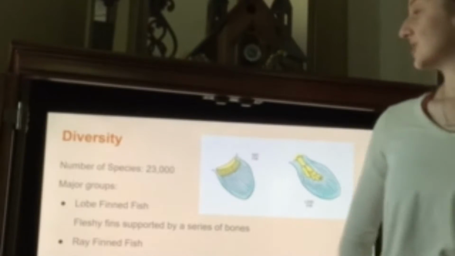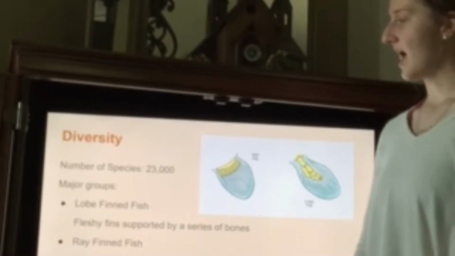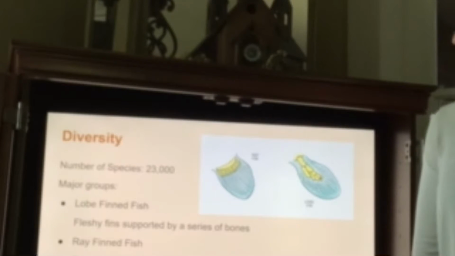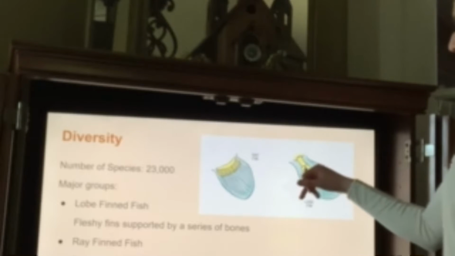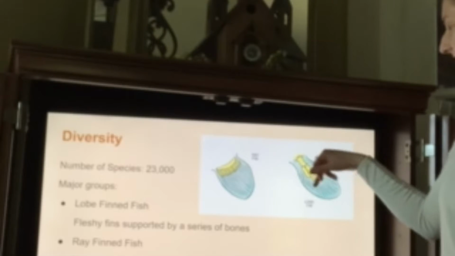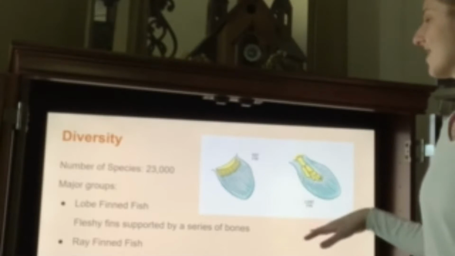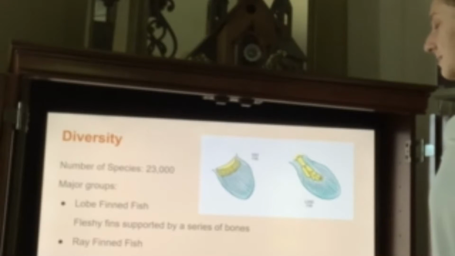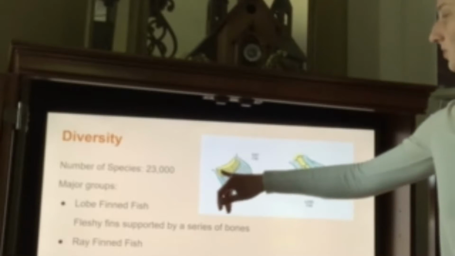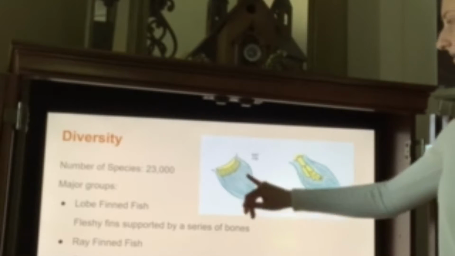So to start, we have the diversity. There are about 23,000 different types of bony fish, and then there are two major groups. You have the lobe fin fish, which, as you can see here, have a long bone going through the fin with little rays, or I should say little bones, coming out. And then you have the ray fin fish, which means the fin is supported by long, segmented, flexible bony elements called rays. As you can see here, we have one large bone and then these segmented bones coming out.